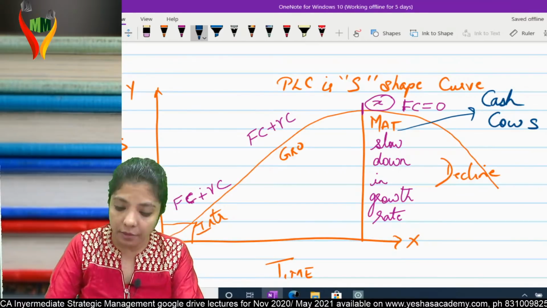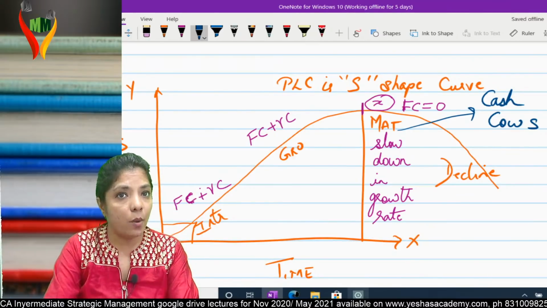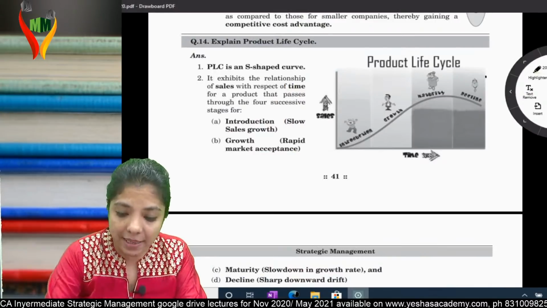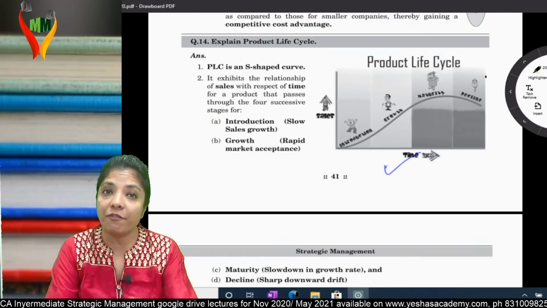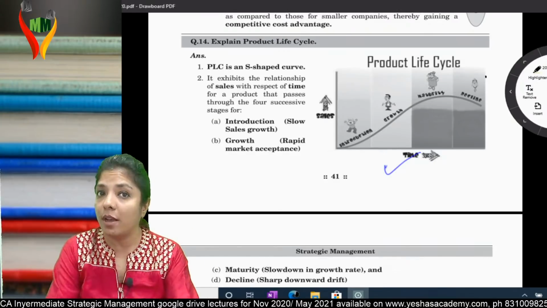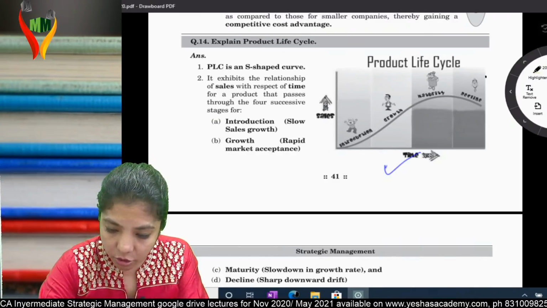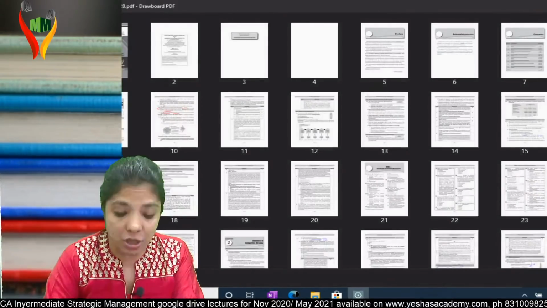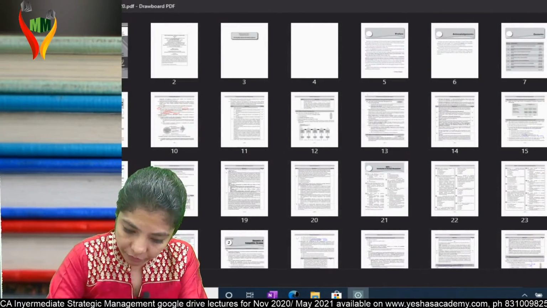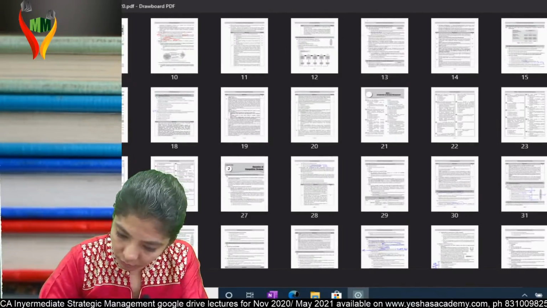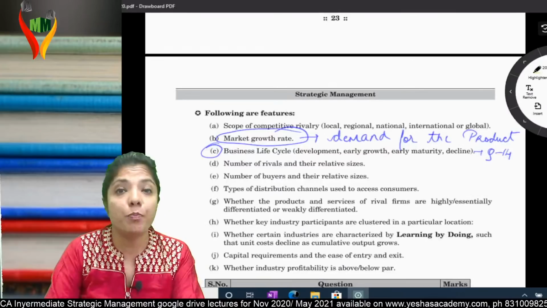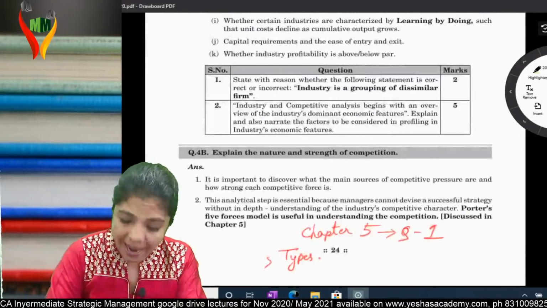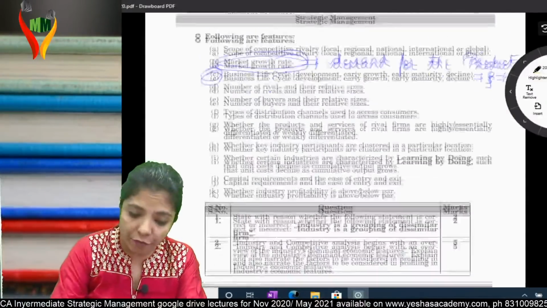So is PLC clear? Okay. Can I go ahead? So please remember this diagram. You have to learn this diagram irrespective of whether they ask or they don't ask. Okay, so now let's come back to question number 4. 4A. So we are done with point number C. Page number 24. Please come to page number 24.